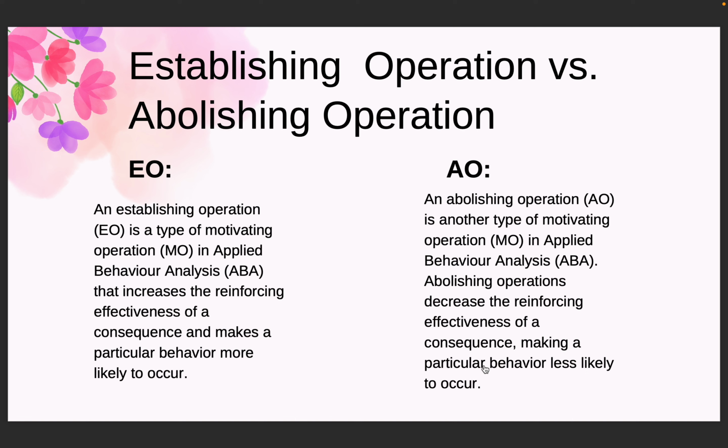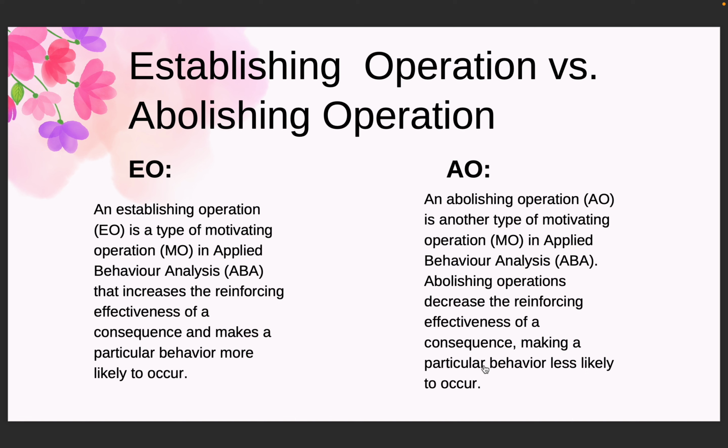On the opposite end, we do have the abolishing operation, where it decreases the reinforcing effectiveness of the consequence. So in turn, our behavior is less likely to occur. So when we look at AO, it does go hand in hand with a term, satiation. For those of us who are just learning about these terms, satiation simply means that we've had enough of something. The example I like to use is after a really, really big meal. We are full, our stomach is hurting at this point.